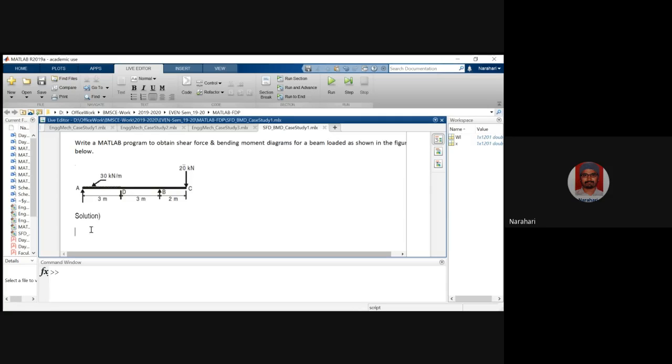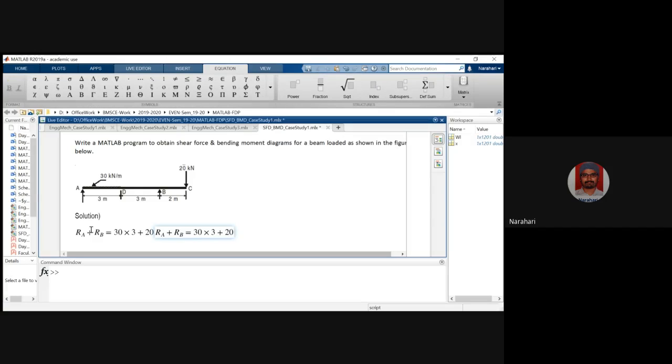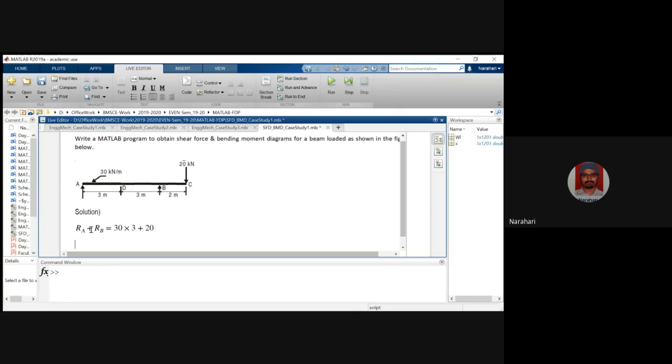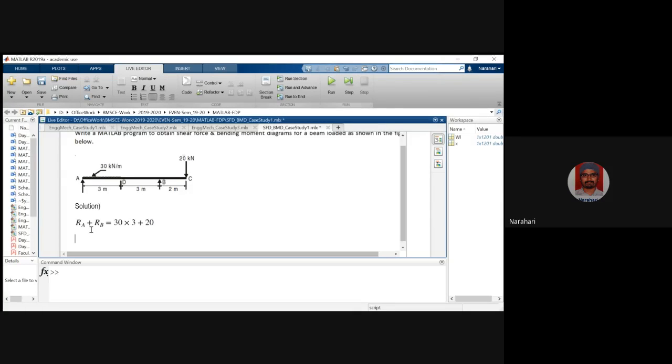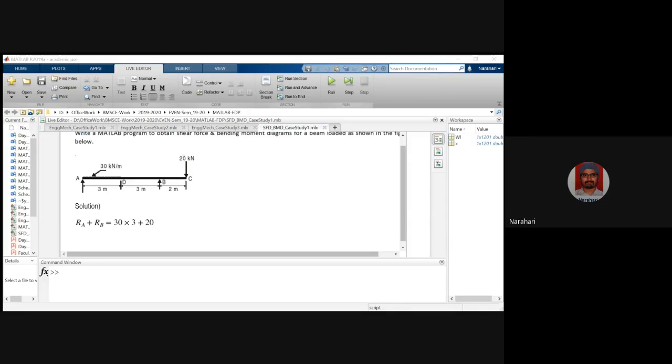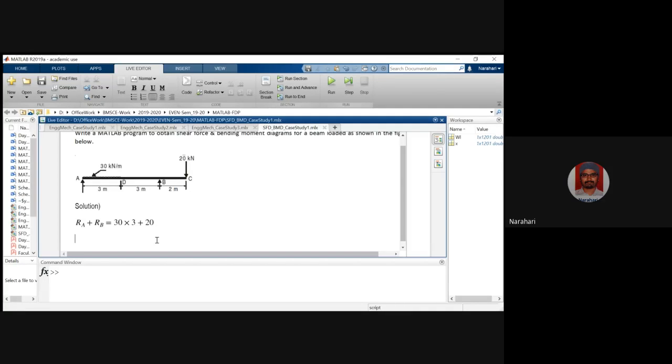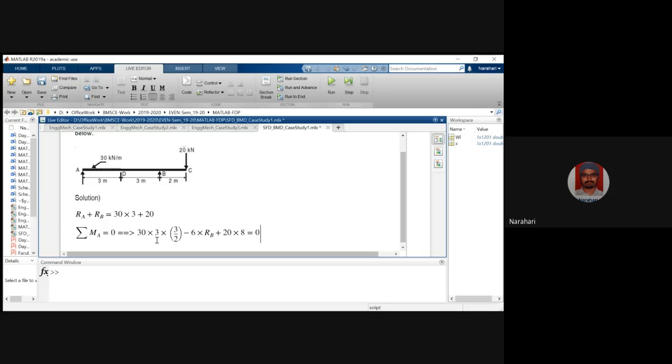Sorry, it got pasted twice. So this is summation of forces along y direction equals 0, and similarly, if you do summation of moment about A equals 0, then you will get this particular equation.